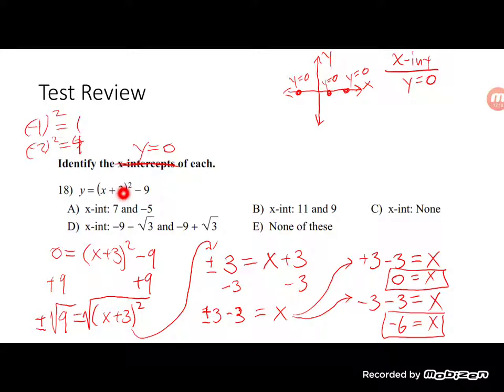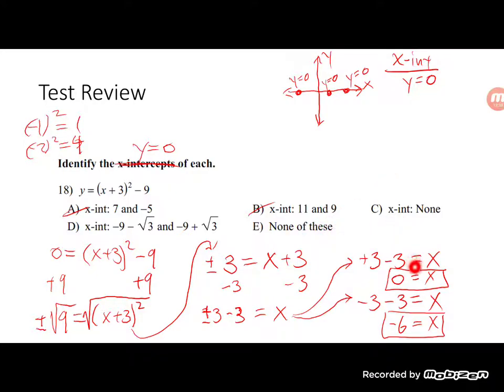Is it 5, negative 7? Well, no, obviously not. Is it 11 and 9? No, obviously not. X-intercept, are there none? Now, this is kind of an interesting question. I think a lot of you guys misread this. So for the x-intercept none, that doesn't mean none of these. That's not the same as none of these.